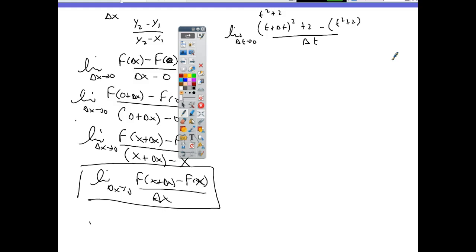Now, how do I do this, Miss Reed? From last chapter, we spent a whole chapter learning how to take limits. Here's the only reason we learned how to do limits last chapter. This is it. How do I take a limit? So what value of t are we doing? Any value of t.